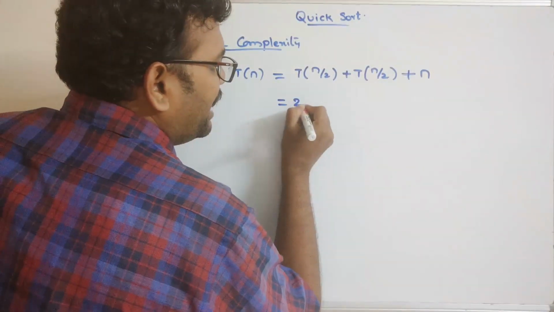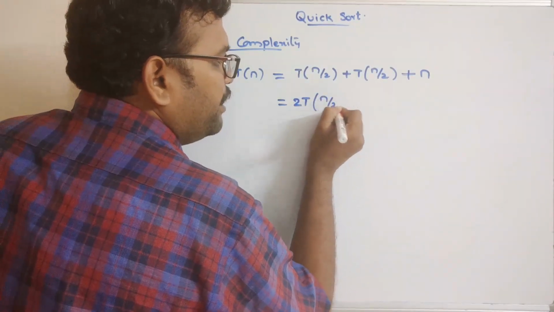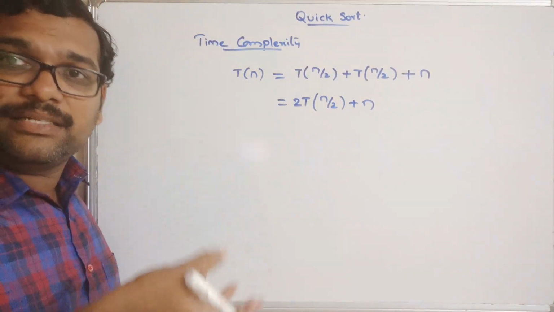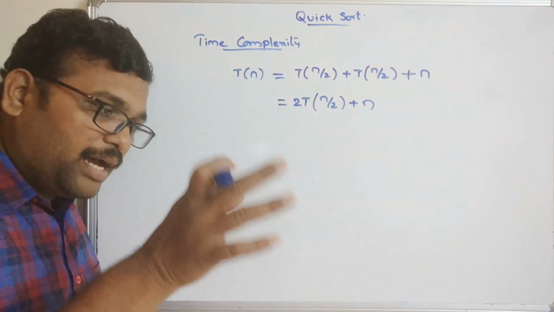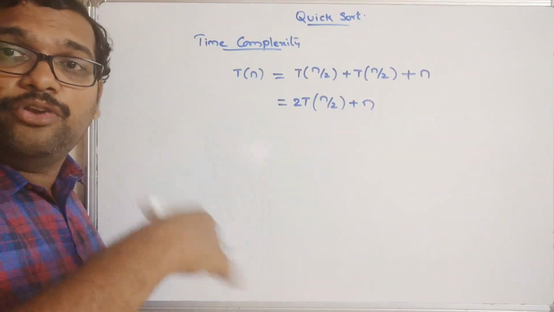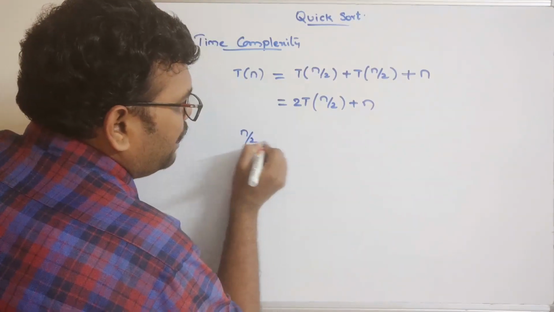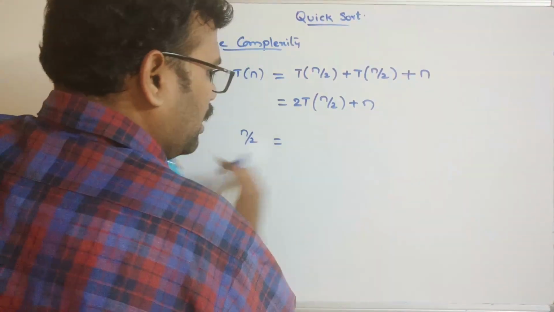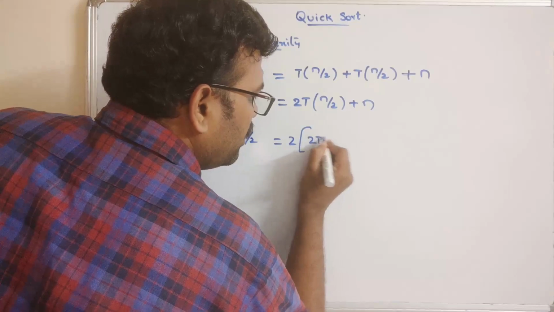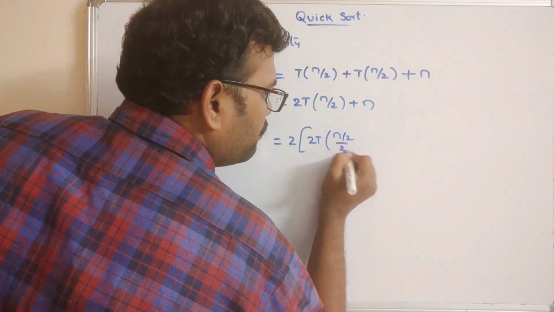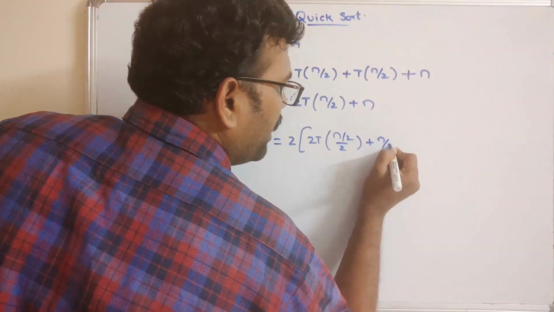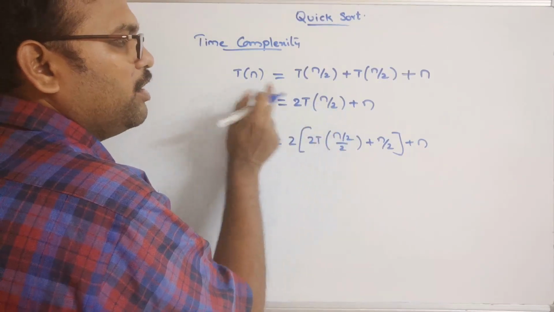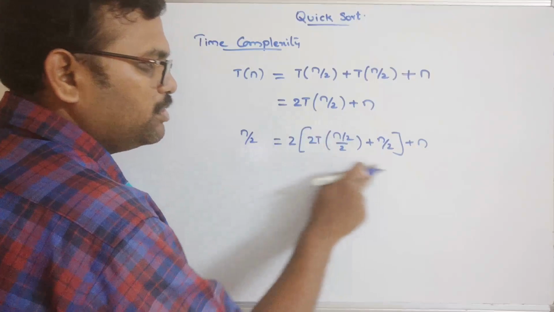So finally we can write it as 2T(n/2) + n. So this will be the complexity. Now for the next iteration, the half partition will again be divided into two halves. So if it is n/2, then 2T of (n/2)/2 plus n/2 plus n. So we are applying only this one, right? So T(n) is this one, T(n/2) is this one.